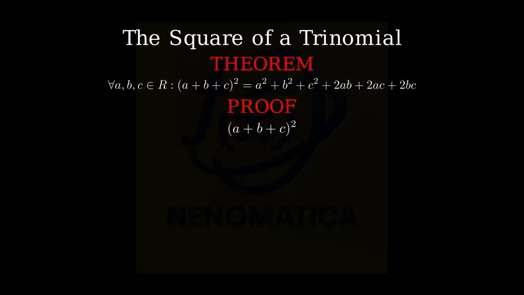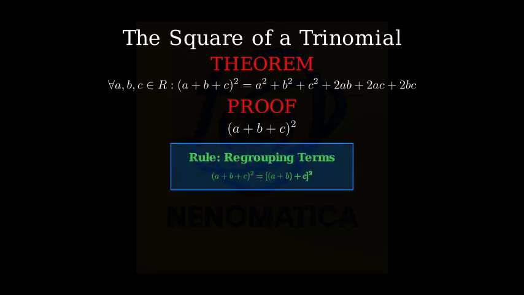We'll start with the expression on the left side of the equation, the square of the sum of a, b, and c. In the first step of our proof, we'll regroup the terms. We can rewrite the trinomial as a binomial by grouping a plus b together and then adding c.